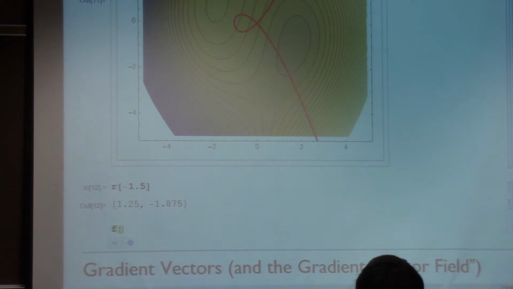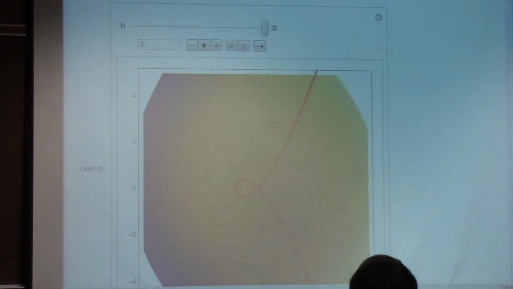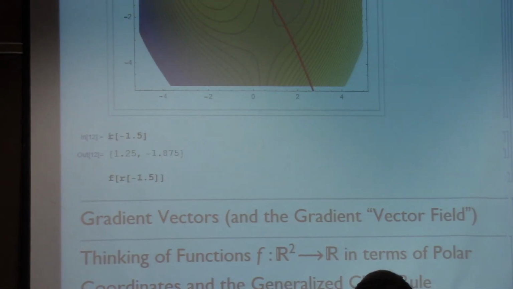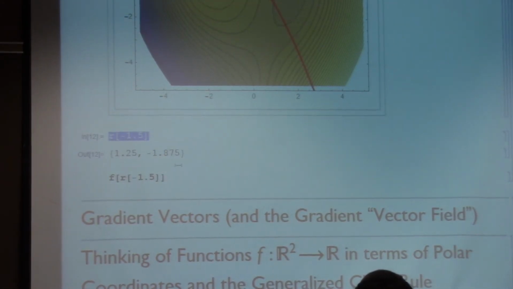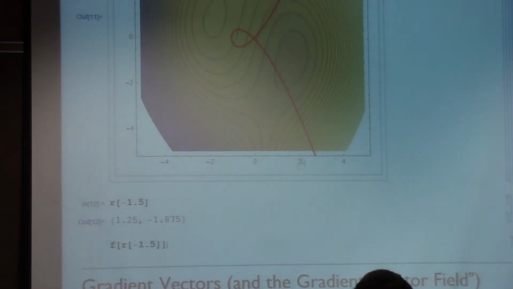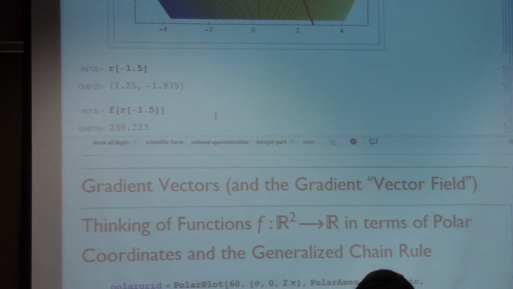What is F of R of negative 1.5? Here's an example of where I do need to have the curvy braces at the start. Defining F, when I'm plugging a list into F, you're thinking of the list as being a point. What do I get out? I should get something near 240 or so, a little less. 238.223. Again, I'm not guaranteeing that's a minimum, but it should be close to the minimum.